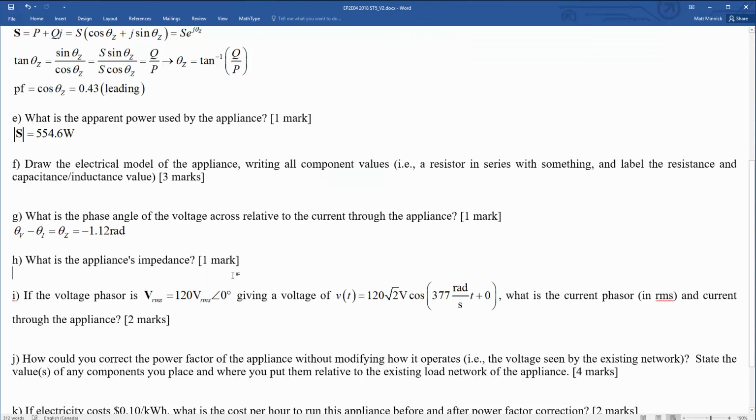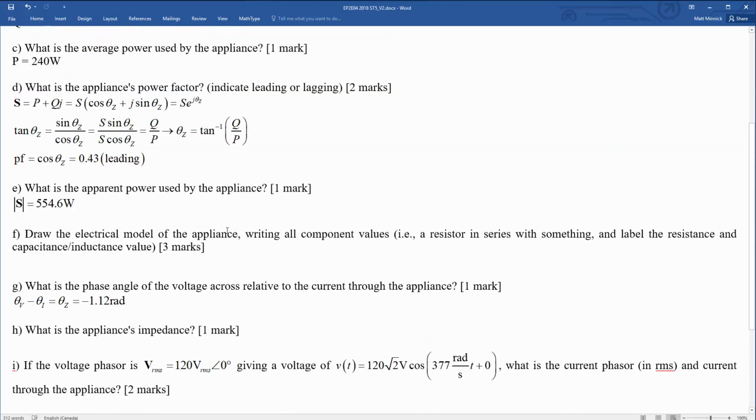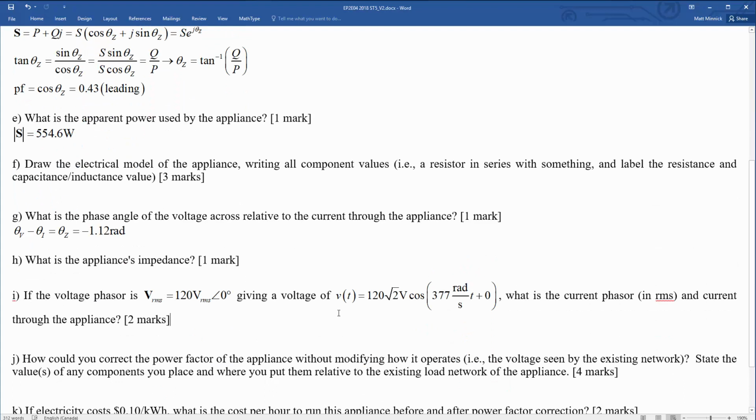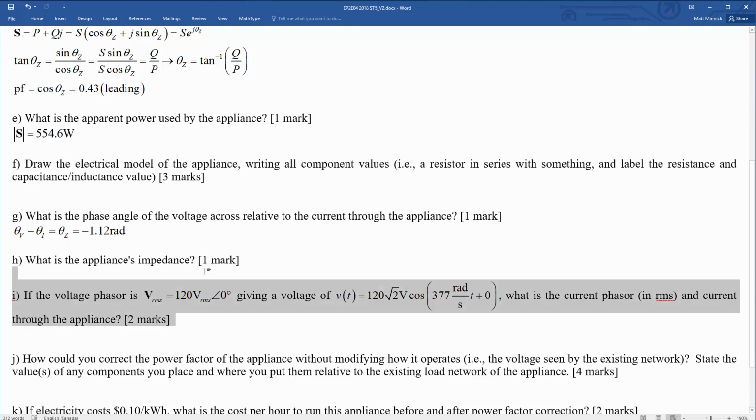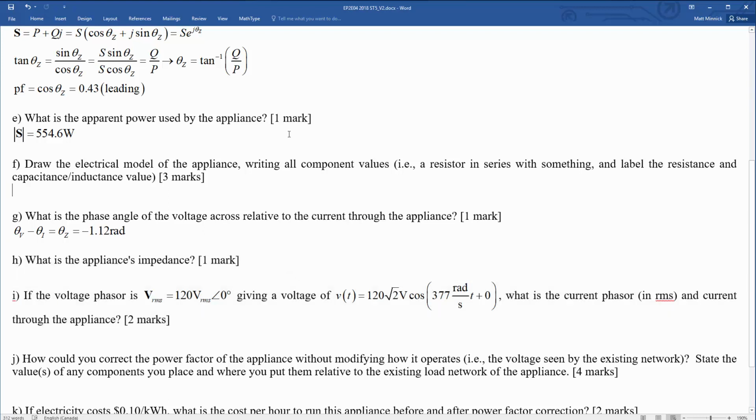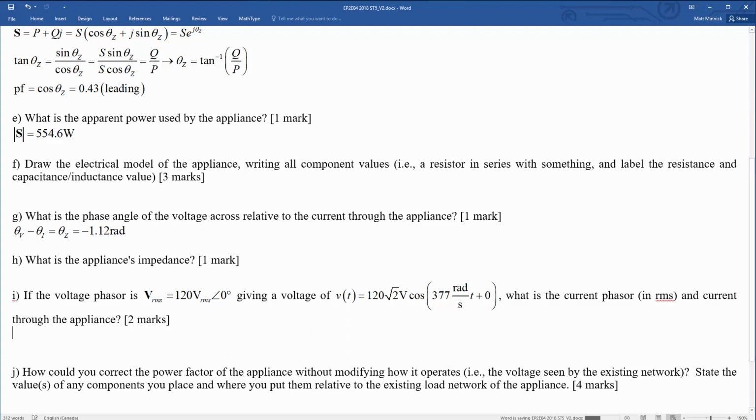Okay, now we need impedance. Right, this question is asking us about the current phasor and the current through the appliance. Since we have to find the current, the impedance and the component values, so the resistance and the inductance or capacitance, the easiest thing to do is first find the current, then use that to find the impedance, and then use that to find the component values. So let's go about that.